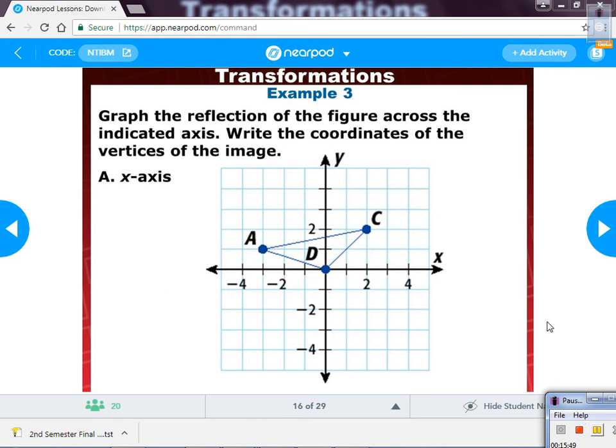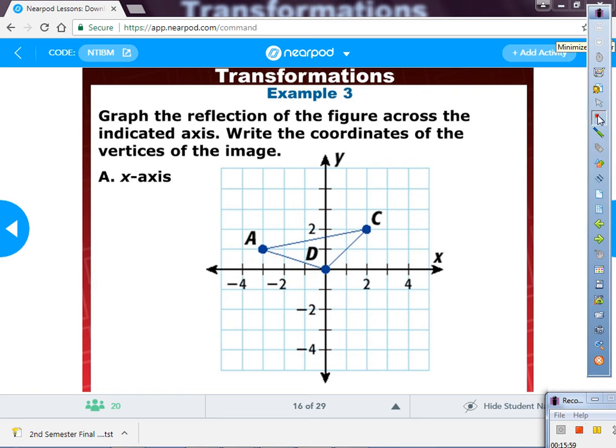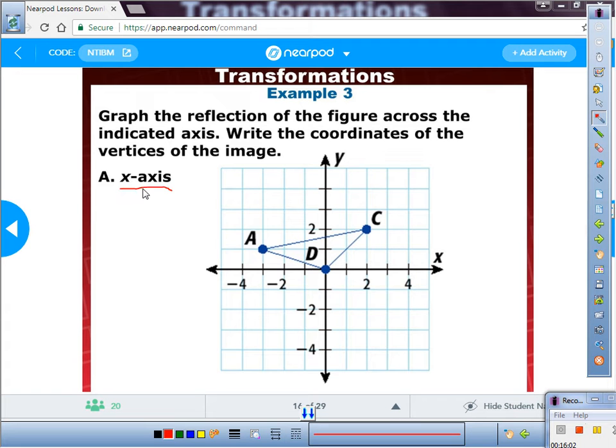All right. Reflection. Look up to the screen. To reflect an image, we need to look at what line of reference they're giving us. Which axes are they using here? X. So we're going to use the X as a mirror. Look up, please. Here's the mirror. So how many steps is A away from the mirror? Up.